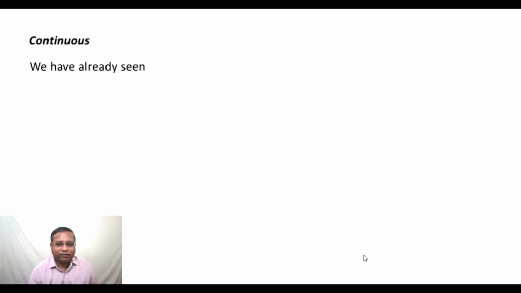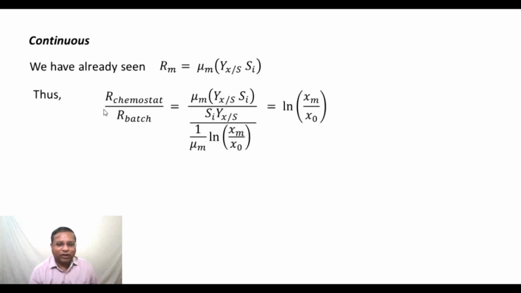Now for the chemostat case, we have already seen that the maximum productivity is mu m Y_xs times SI. Therefore, the ratio of the maximum productivities of a chemostat to that of batch is just a division of those two terms. Mu m Y_xs SI is that for a chemostat, SI Y_xs by 1 by mu m ln of xm by x0 is what we saw for a batch. As you can see, all these terms cancel out. SI Y_xs, mu m cancels out, and then we are left with log of xm by x0. Okay, very nice, simple expression we have.